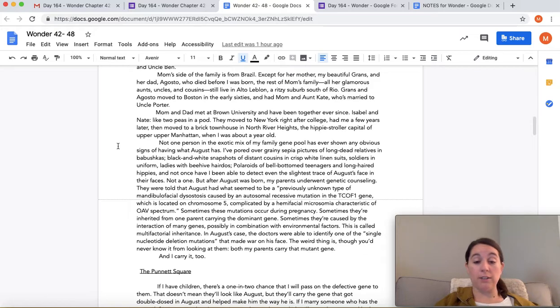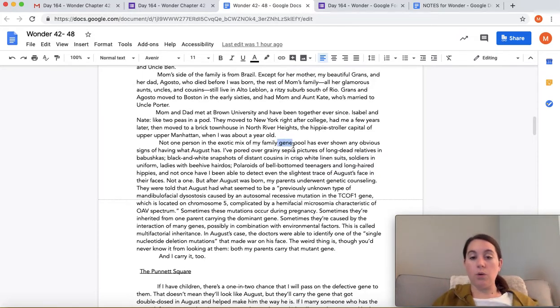Both my parents carry that mutant gene, and I carry it too. So I want to quickly talk about that. That was a lot of words. So what they're saying here is that the gene, which is something that we all have a bunch of different genes in our body, and that's what makes us look the way that we do.